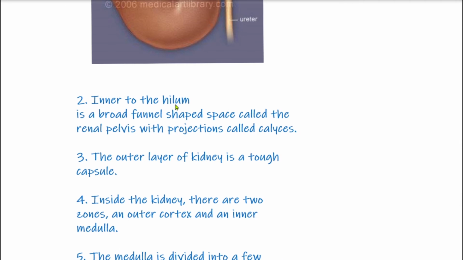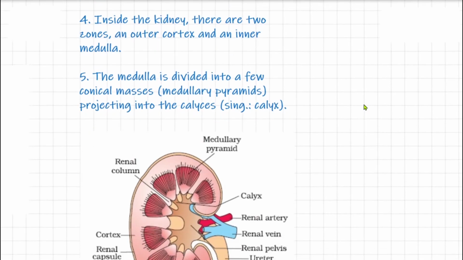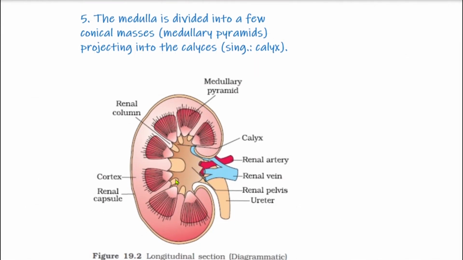Next, inner to the hilum is a broad funnel shaped space called the renal pelvis, with projections called the calyces. Students, if we see inner to the hilum, this is the demarcation of the hilum, and just inside it there is a space known as the renal pelvis, and this renal pelvis is further divided into calyces. These are the calyx. Calyces are nothing but spaces.